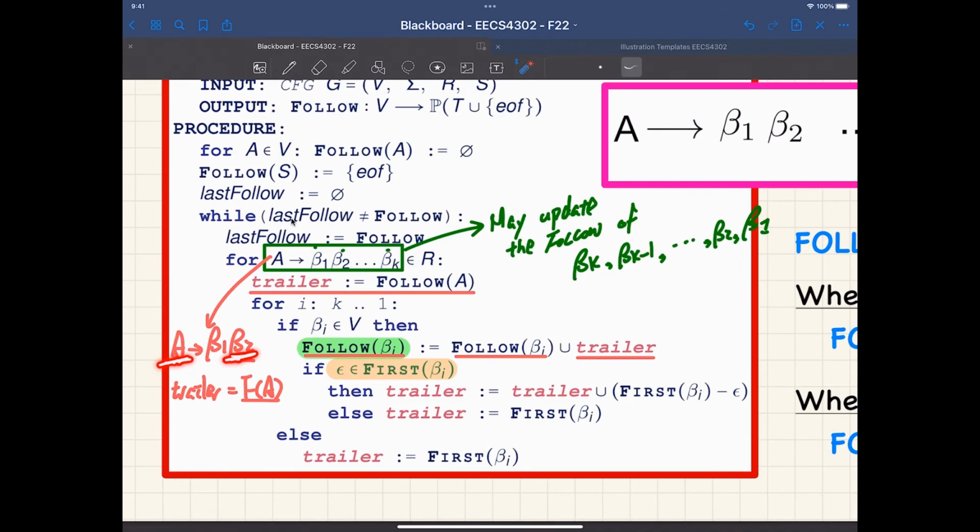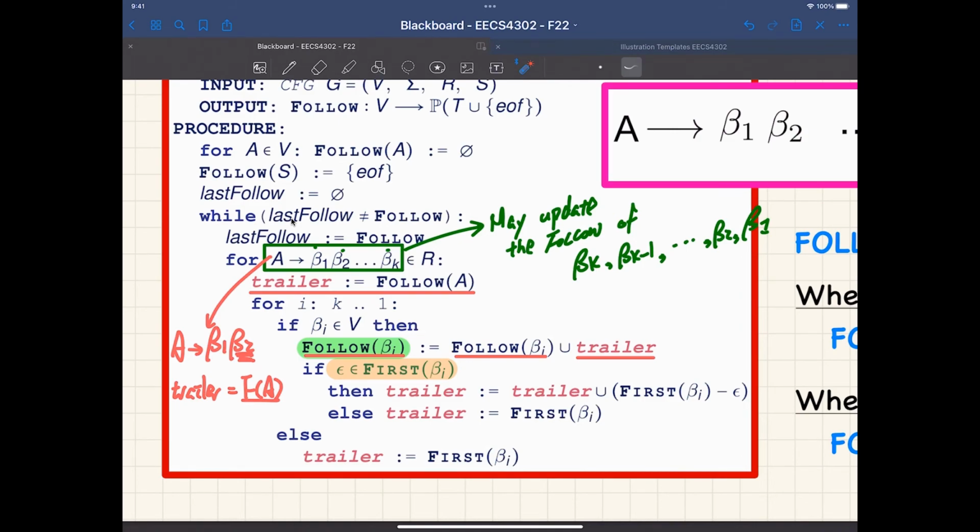That's basically what the trailer is doing, and we'll keep doing this. On the other hand, if somehow the beta I is not nullable, that means you're hitting the wall right here. In that case, in order to calculate the follow of beta 1, you do not need the follow of A, because beta 2 itself is not nullable. So that's basically what the algorithm is doing. If you really want to trace the code, all you want to focus on is the value of the trailer. Do you think that kind of helps? I hope so. Okay, good.